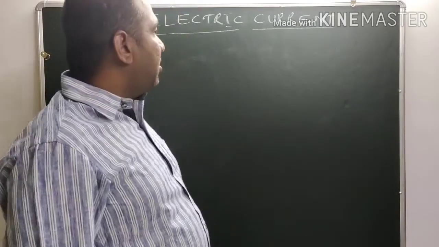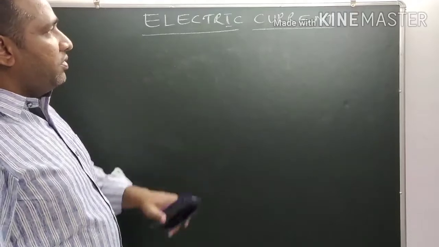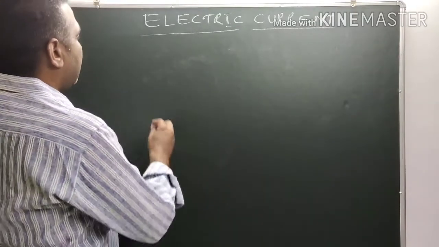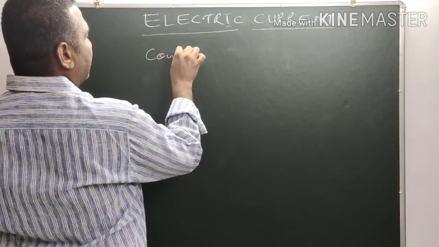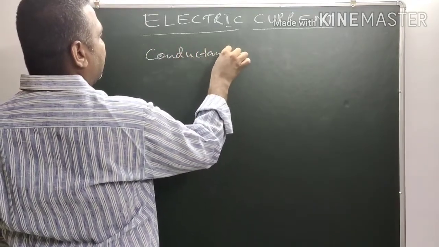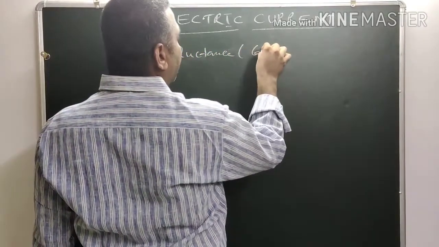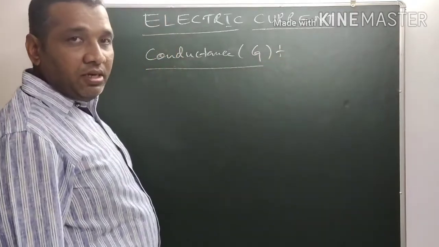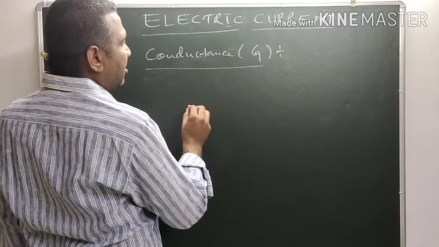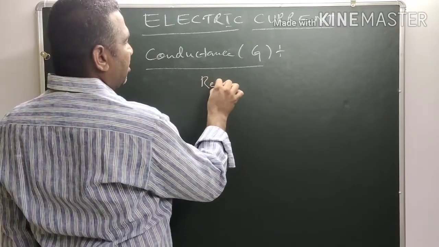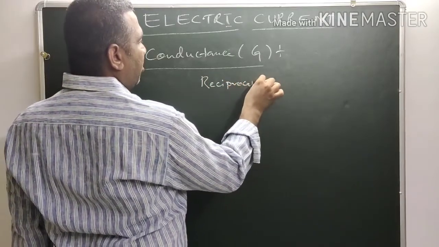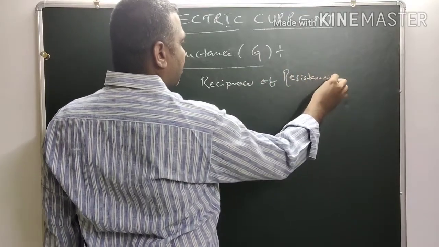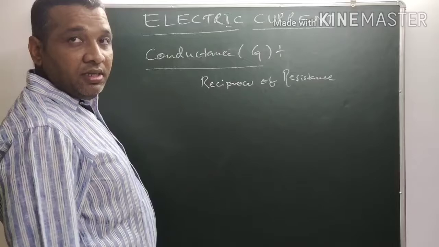Yeah, we'll see one more definition which we come across with electric current. It's a very important concept, that is conductance. It is generally represented with capital G. Capital G is referred to as the conductance. So conductance is nothing but the reciprocal of resistance. Reciprocal of resistance is called conductance.